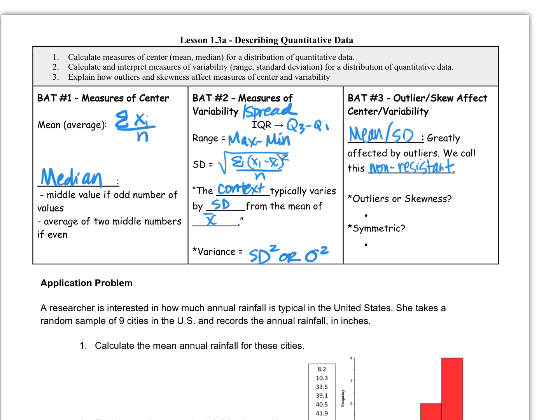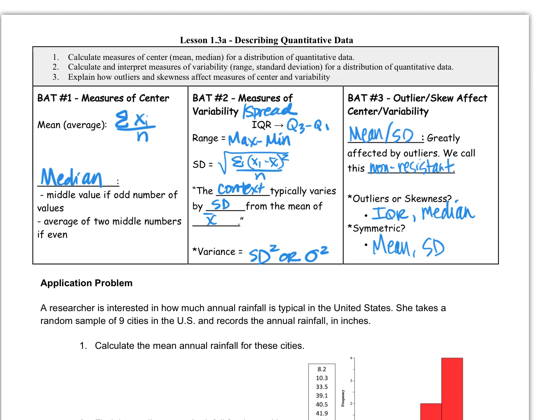So then the question becomes, when we're doing SOCS and describing a distribution, which measurements do we use if there's outliers or skewness? IQR. IQR for spread. What about for center? What would we use? Median. Okay, and then if it's symmetric, mean and then standard deviation. So far, so good?